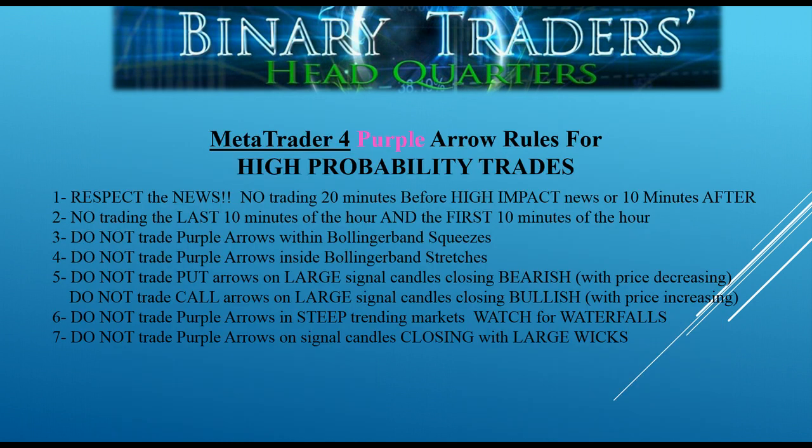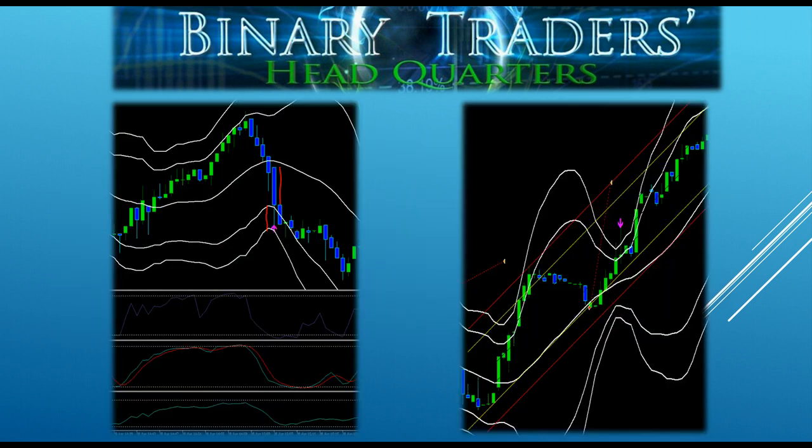So we do not trade on purple arrows on signal candles closing with large wicks. We've got a couple examples of it here for you. The reason for staying away from trades with large wicks, and this isn't even all that large, is that you'll see this arrow sometimes fire on very large wicks, because the way that the price will move will create a scenario for the arrow to appear. However, it is a much less accurate arrow, because what you're going to see is the market oftentimes wants to fill this wick.